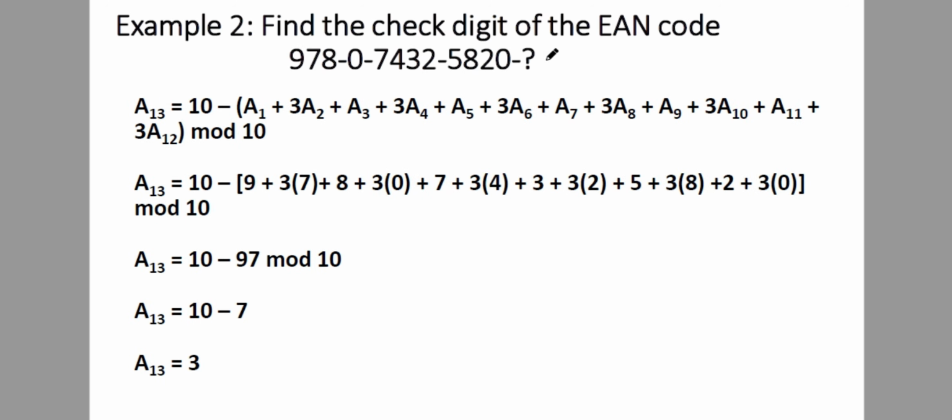So therefore, the check digit here is 4. Next, find the check digit of this EAN code. The same formula. So this is A1, so 9 plus 3 times 7 plus 8 plus 3 times 0 plus 7 plus 3 times 4 plus 3 plus 3 times 2 plus 5 plus 3 times 8 plus 2 plus 3 times 0. Using your calculator, you will get 97. And 97 mod 10 is just 7. So 10 minus 7 is 3. So the check digit is 3.